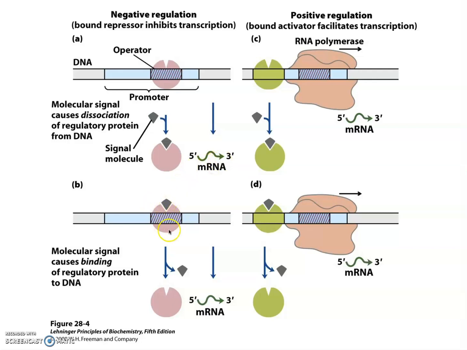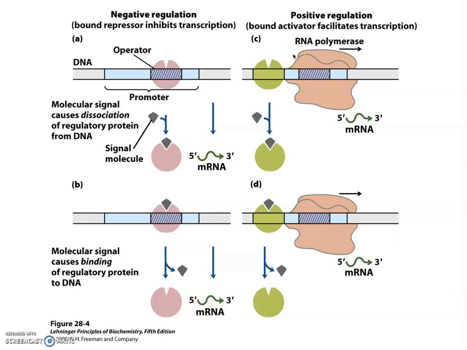In this example, we have a signal molecule or effector molecule bound to the repressor, and it's bound to the operator. There is no transcription. But when the effector molecule is removed, the repressor loses its affinity for the operator and falls off, which stimulates transcription. So these are examples of negative regulation.